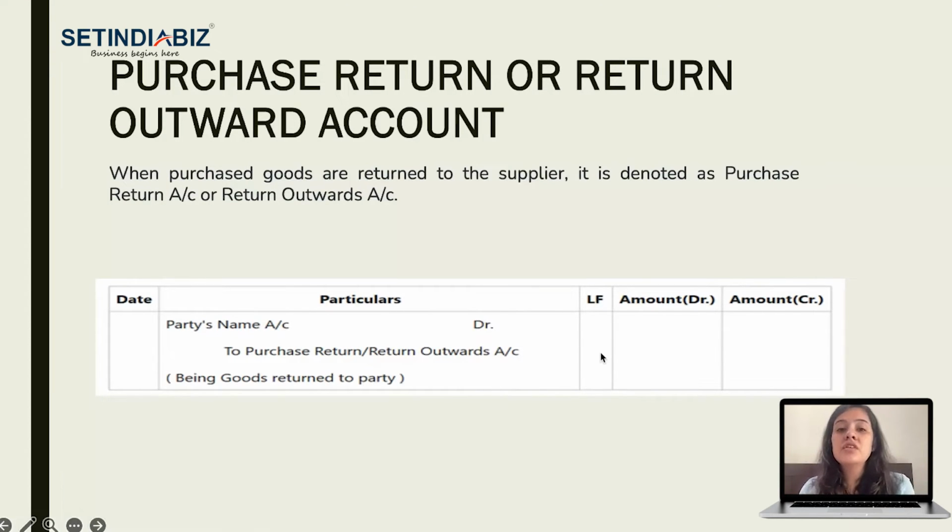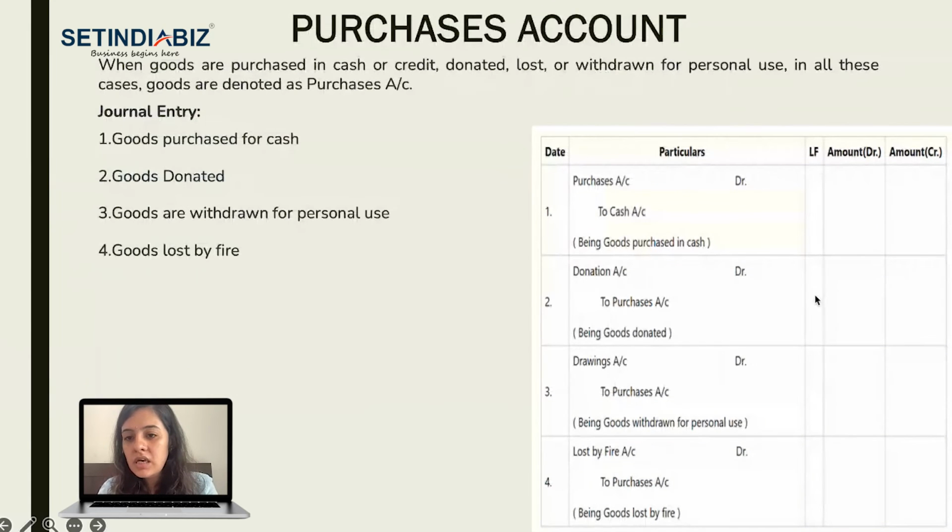This LF means ledger folio. See, every ledger, these are the ledger accounts. This supplier, this purchase return, purchase, capital, all are ledger accounts. These have separate ledger folio numbers, and the accountants have the duty to write these respective ledger folio numbers along with this. So if you see, in every journal entry we have this ledger folio, right?